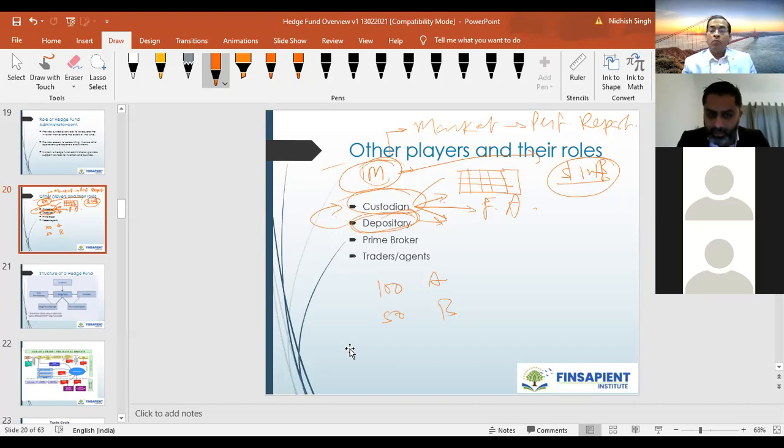Hi, Sam. Are you there? Yeah. Okay. Fine. Good. And just to add to that, the custodian is where all the assets are held. So the assets are held in the name of the custodian. So they have the legal ownership of the assets.